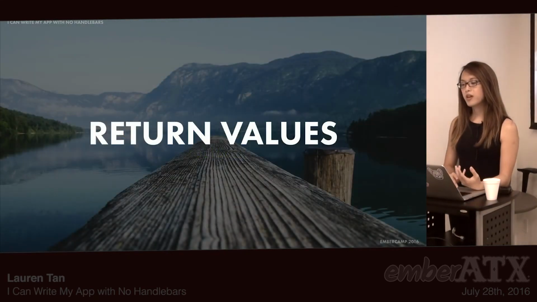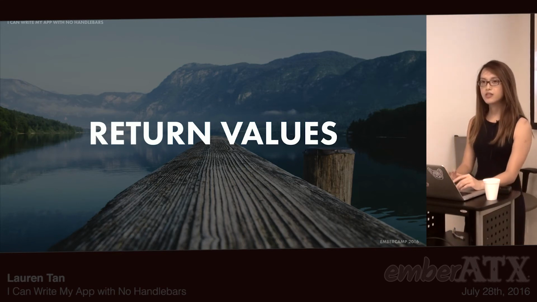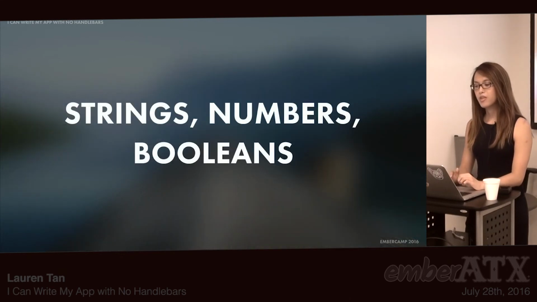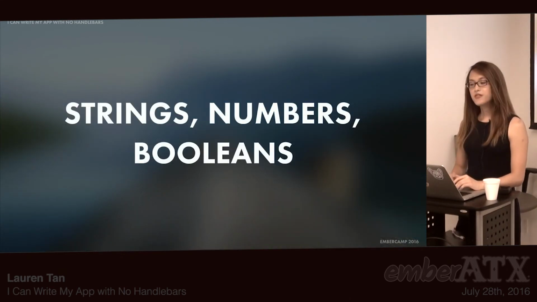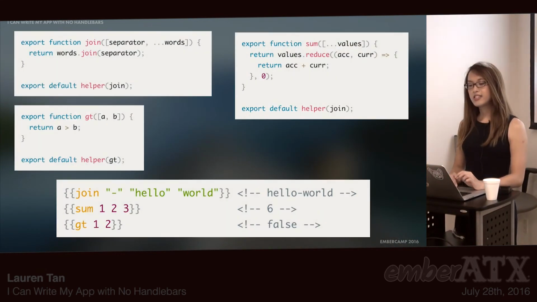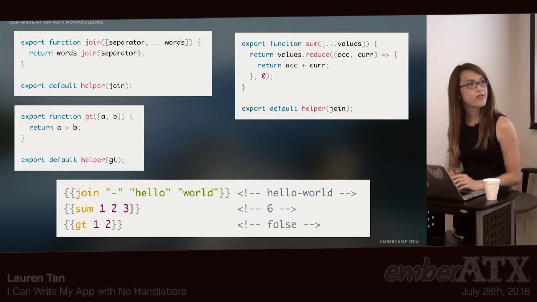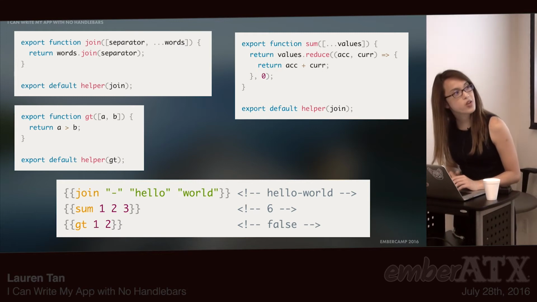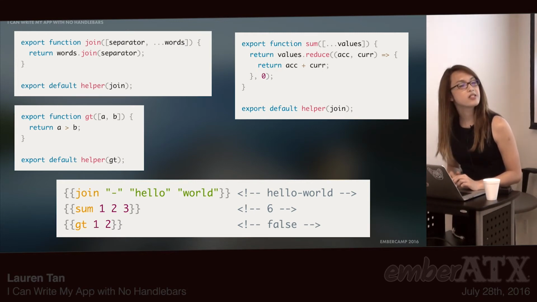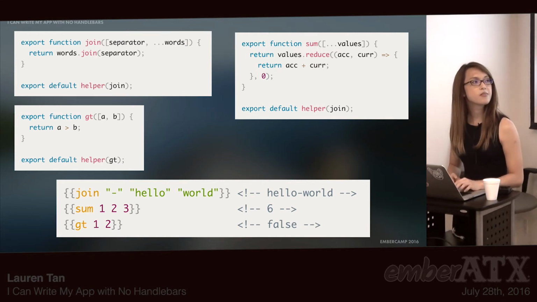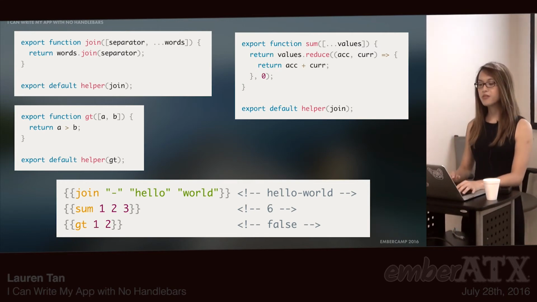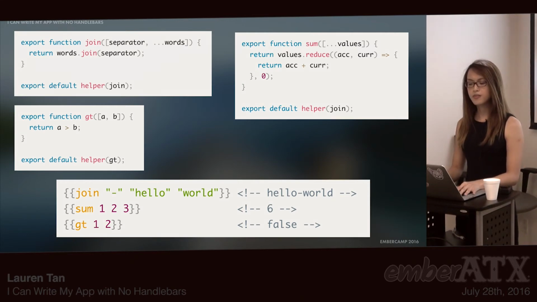So my point for that is that it may not be obvious, but whatever your helper returns dictates how it's used. When you return these primitives, it's fairly straightforward, and they just return the value. There's nothing too exciting about this. Like my join helper returns a string, my sum helper returns a number, my greater than helper returns a boolean. So that's pretty straightforward.